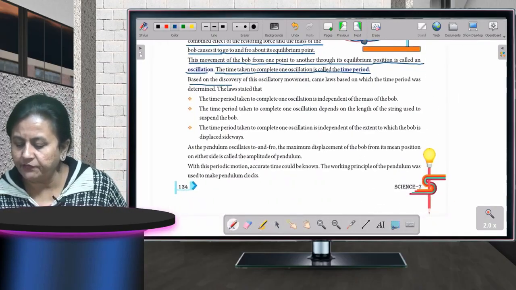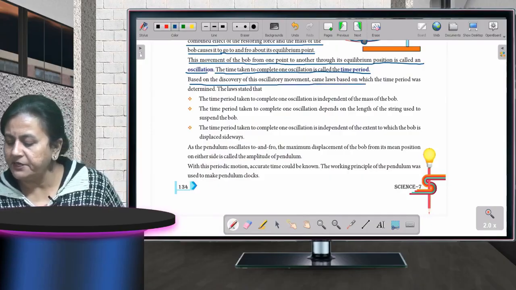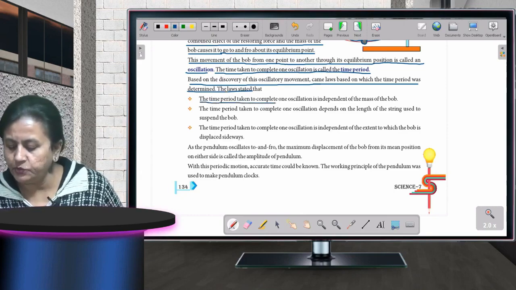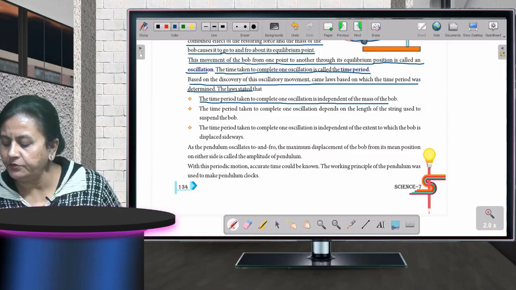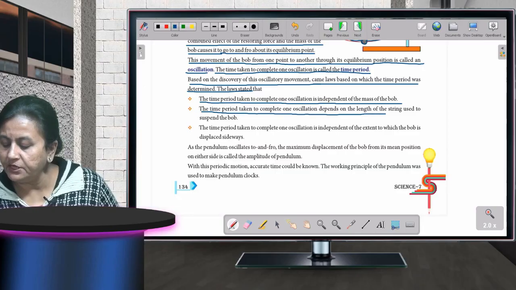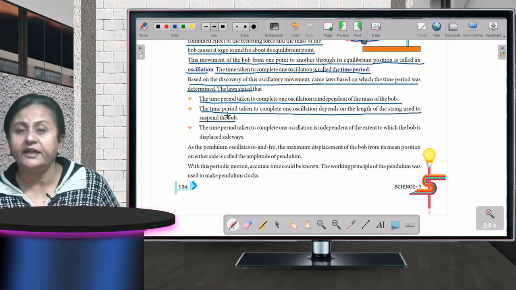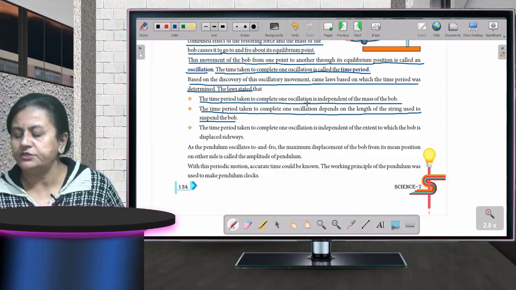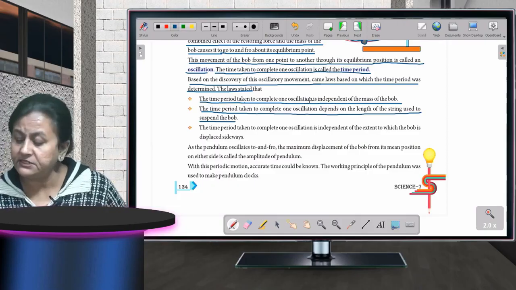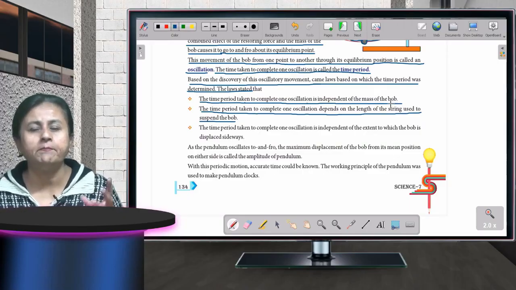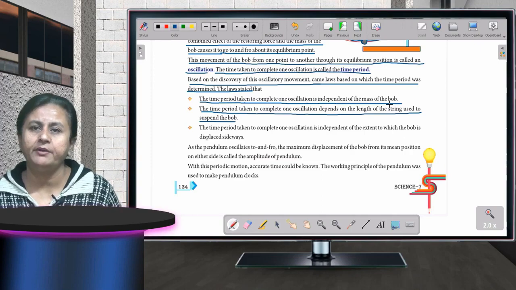Based on the discovery of this oscillatory movement came laws based on which the time period was determined. The law stated that the time period taken to complete one oscillation is independent of the mass of the bob. The time period taken to complete one oscillation depends on the length of the string used to suspend the bob. That I already told you. See, the time period taken to complete one oscillation is independent of the mass of the bob. Mass means whatever the weight of the bob. It does not matter at all. Okay, time period will remain same.